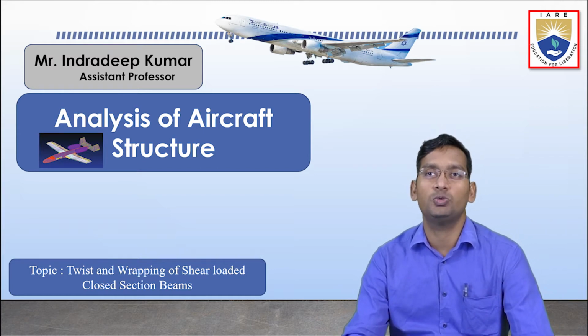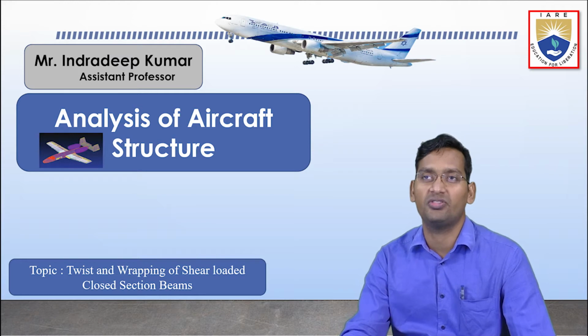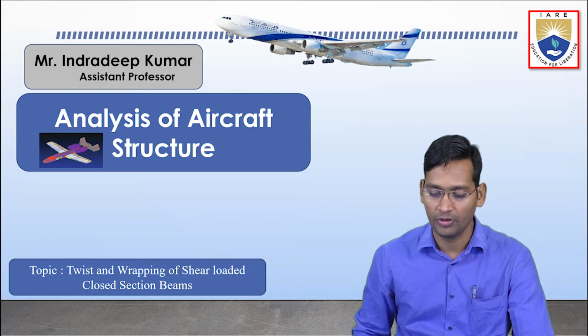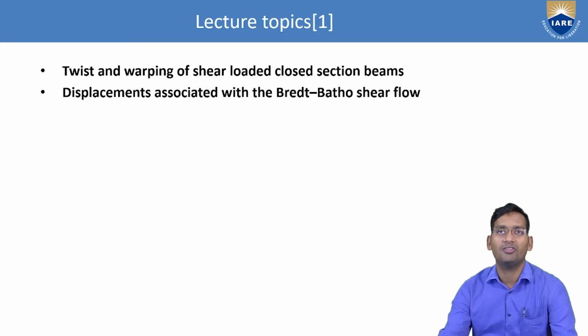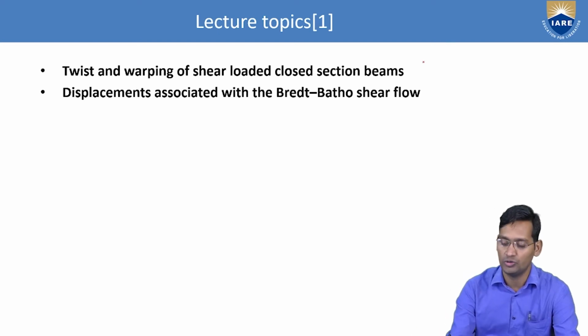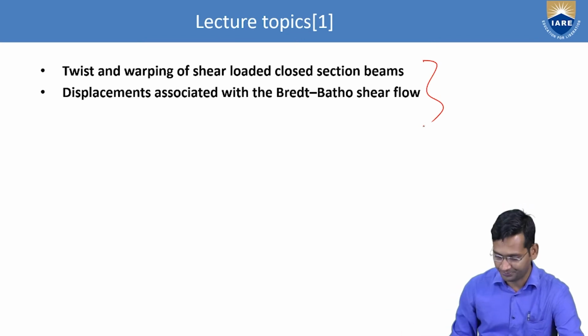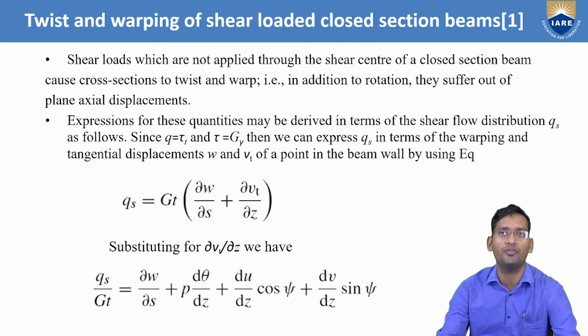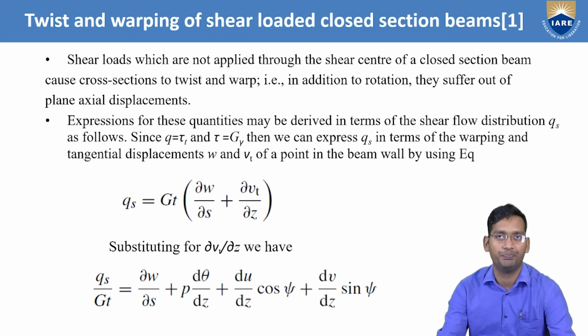So in this video, we will see twisting and wrapping of shear loaded closed section beam. For a closed section beam, how twist and wrapping will be there, that we will see in this video. Our lecture topic will be twist and wrapping of shear loaded closed section beam, the first topic, and we will also see the displacement associated with the Bredt-Batho shear flow. So these two topics will be covered in this video. Let's start with the first topic, that is twist and wrapping of shear loaded closed section beam. So twist and wrapping, these two are there.